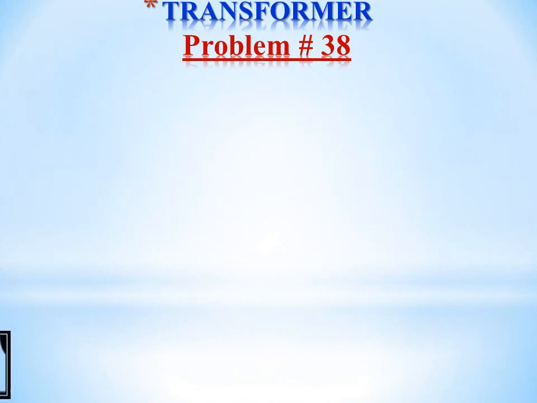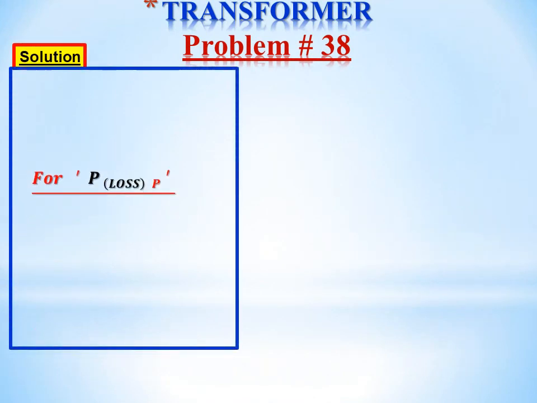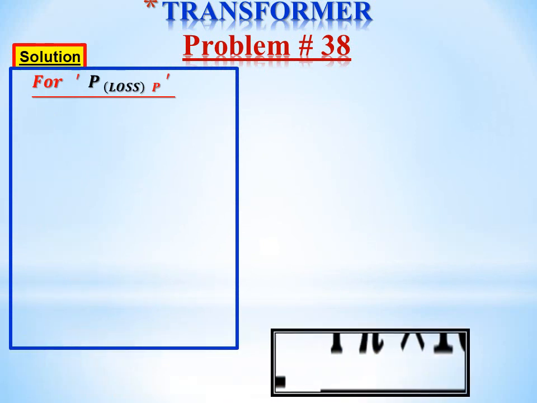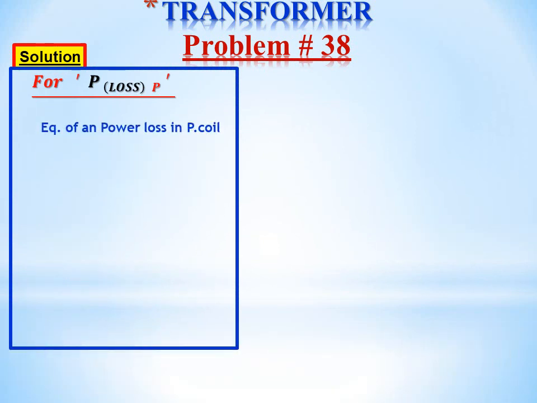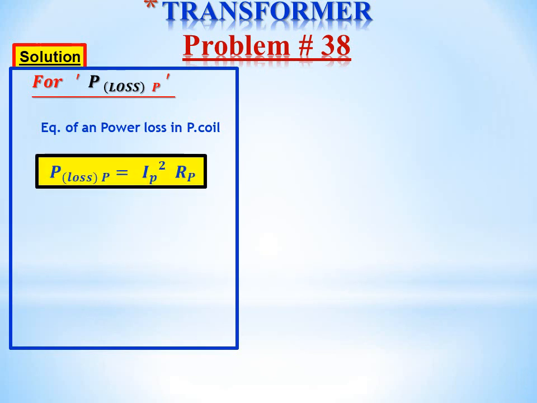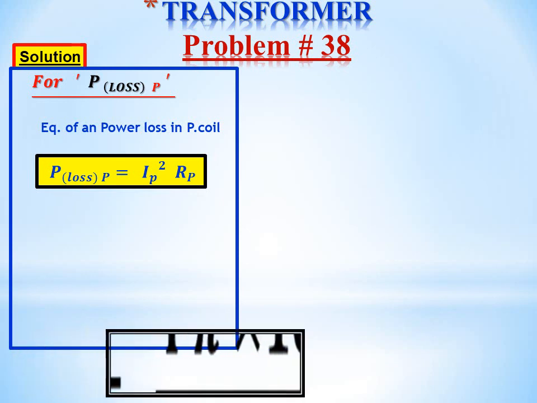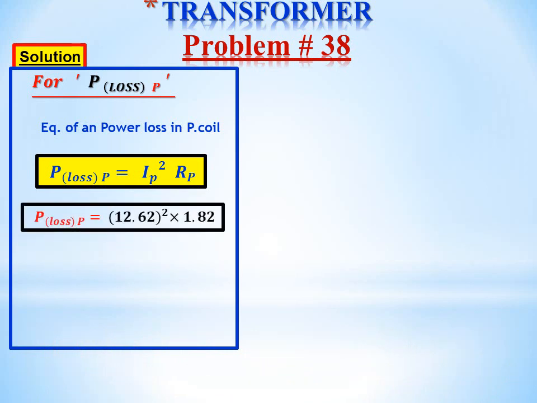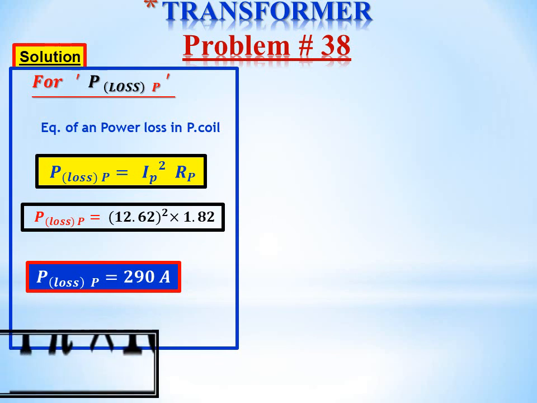Okay, now let's come towards our next variable, that is power loss in the primary. So from the equation of power loss in the primary coil, that is P is equal to I square R. So power loss in primary will become current in primary square multiplied by resistance in the primary. So by placing their values, we will get our power loss in primary is 290 ampere.